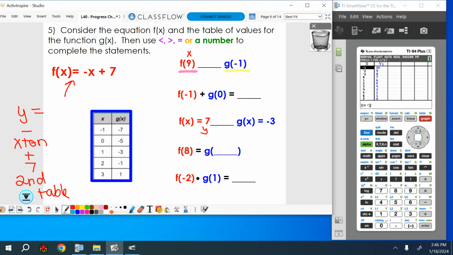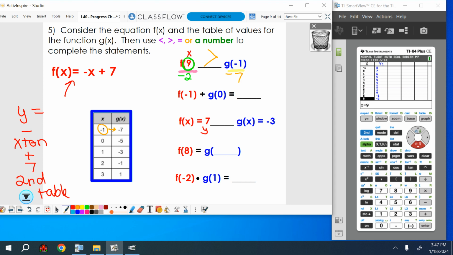What is the value of y when x is 9? In our f table. So looking at your calculator, when x is 9, we're going to have to go down here till we get an x value of 9. And we see my y value is negative 2. Next, we're going to go over to our table G, x value of negative 1, right here. What's your y value? Negative 7. So what we're going to do is we are going to compare negative 2 and negative 7. Negative 2 is greater than negative 7, so we're going to put a greater than symbol in there.